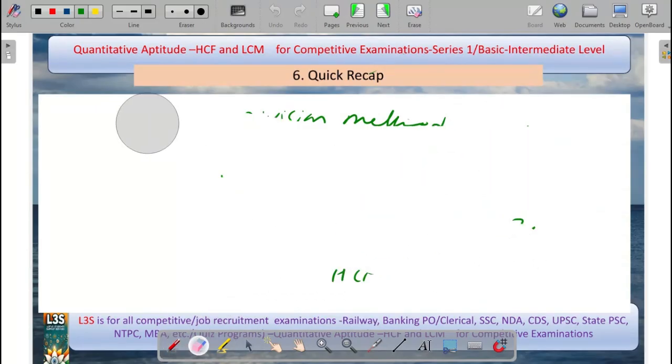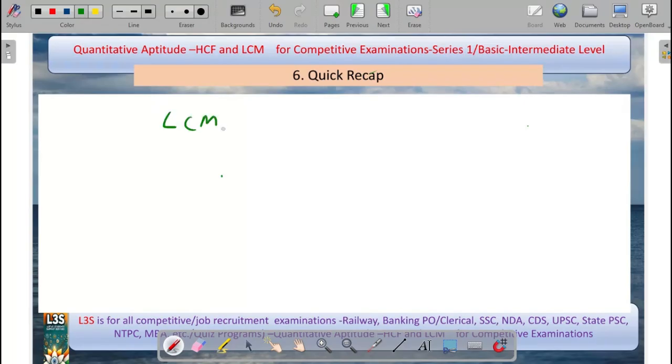Now LCM is the least common multiple. It is the smallest number that is exactly divisible by all given numbers. Unlike HCF, which focuses on division, LCM focuses on multiples. LCM can be found out similarly to HCF, by the prime factorization method and the division method.